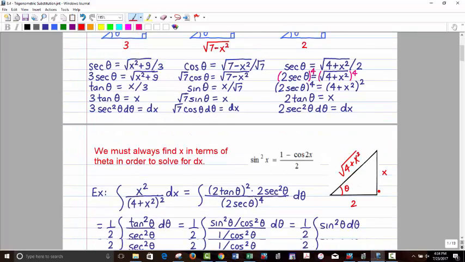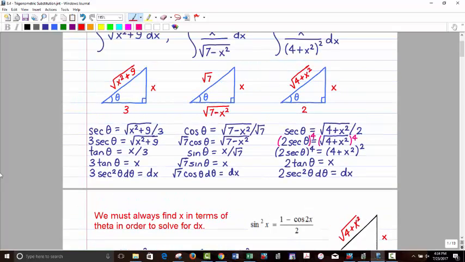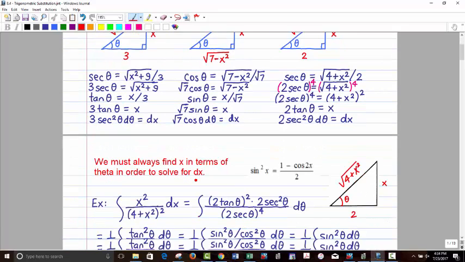Now I'm starting with the one we just did right here. So I mentioned always finding x to get dx. So I just copied that same triangle. So we're integrating that same problem on the right.